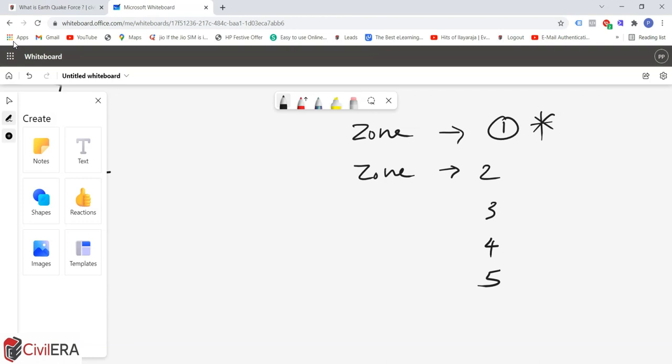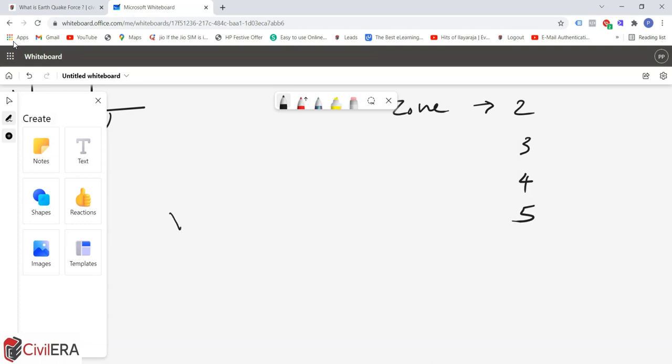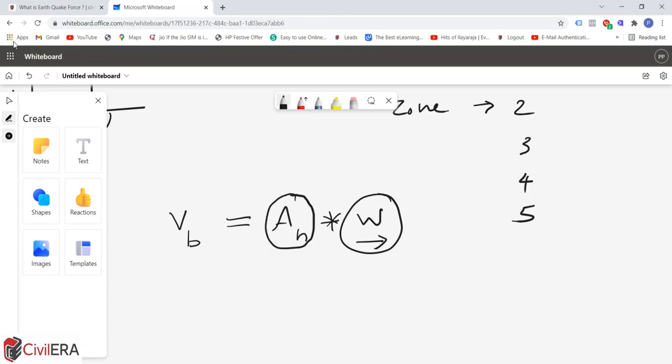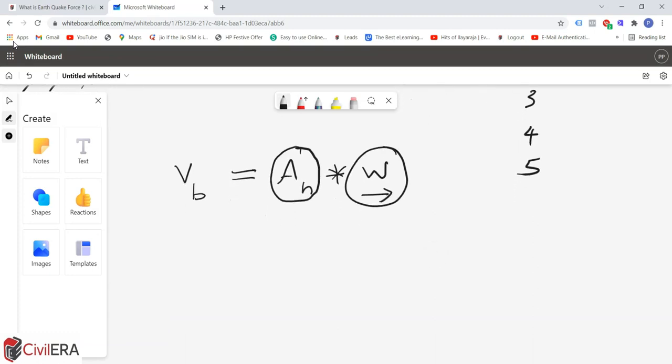Now, why do you divide India into different zones? Again, coming back to the equation, the base shear equals acceleration multiplied by W. Now, we know what is W, but we don't know the acceleration. What can be the acceleration in the case of an earthquake? We don't have an exact value available, because earthquake is a natural force and we don't have an idea what that value will be.